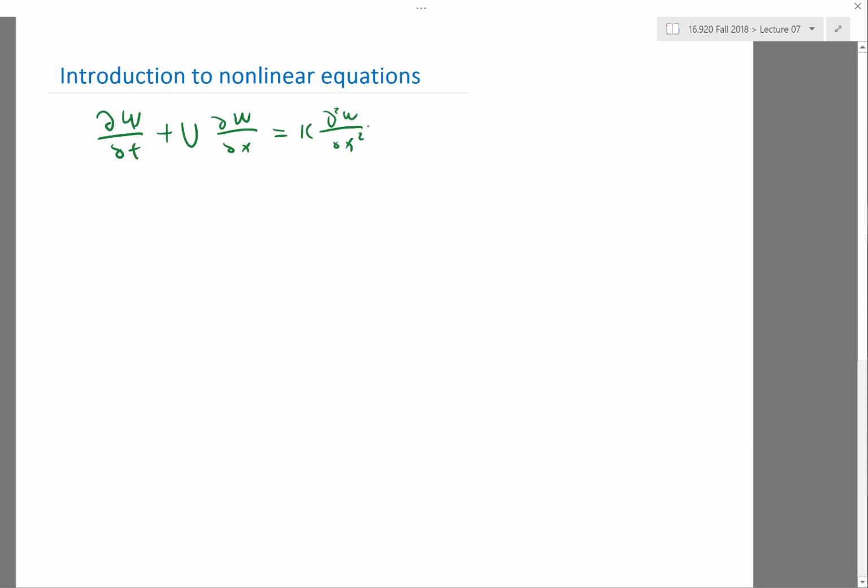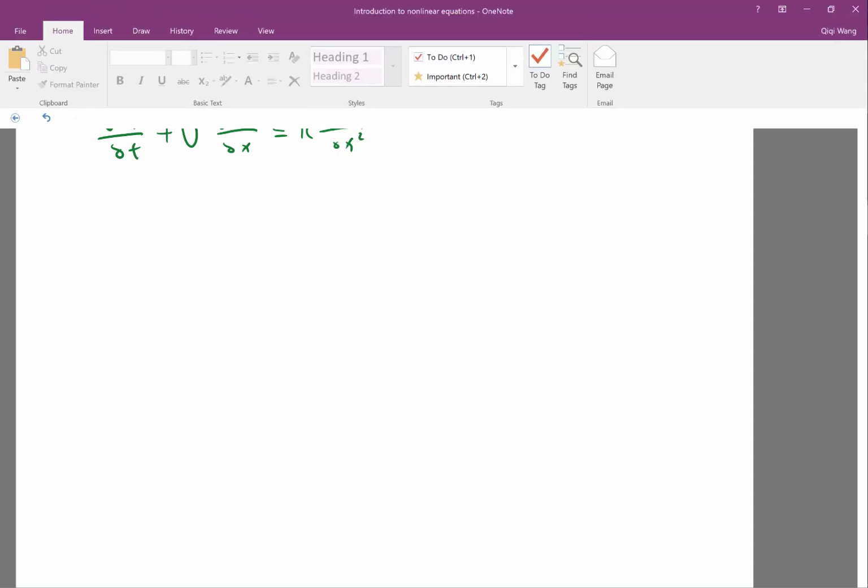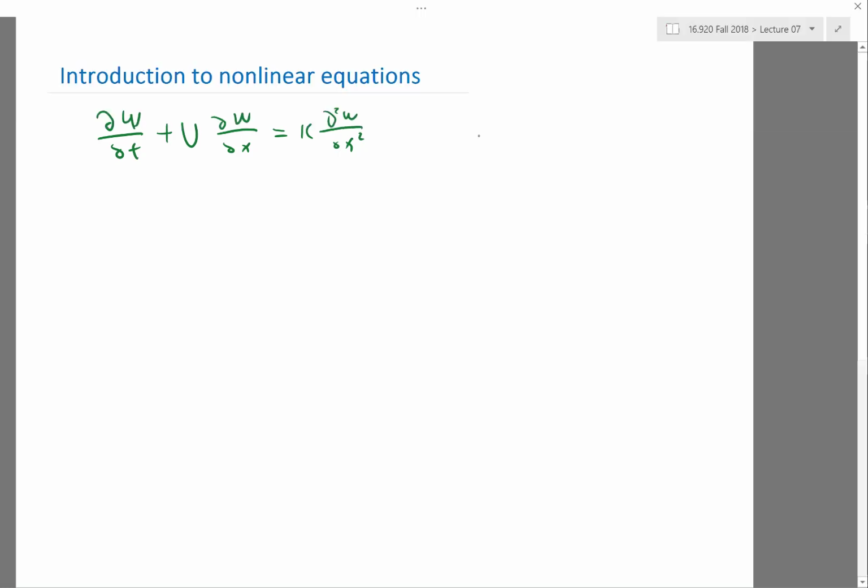So what kind of differential equation would be nonlinear? How would you modify this equation to make it nonlinear? Yes? w times w_x. So what you are suggesting is a term that is w times the derivative of w with respect to x.